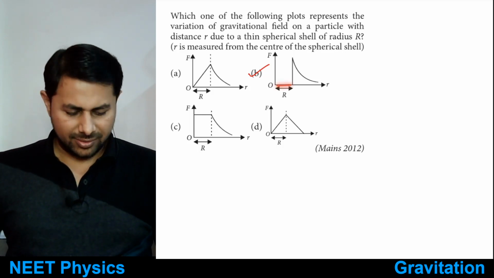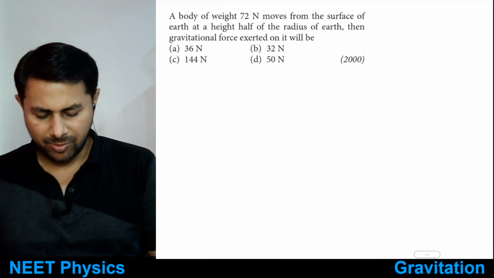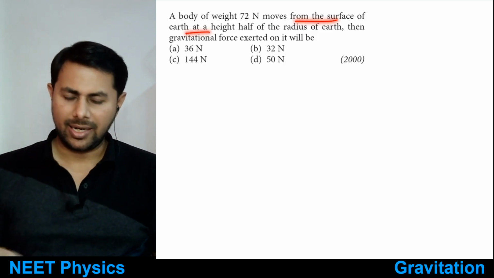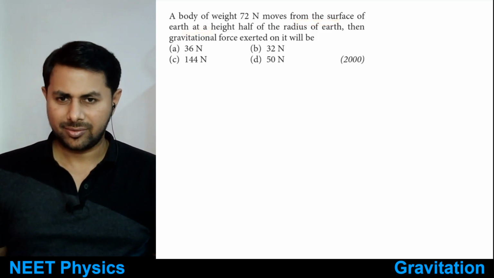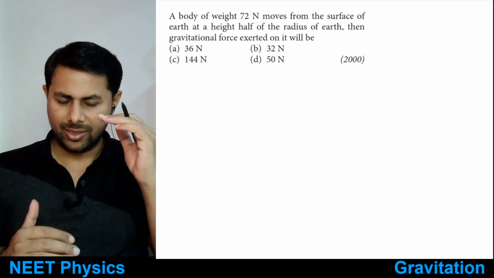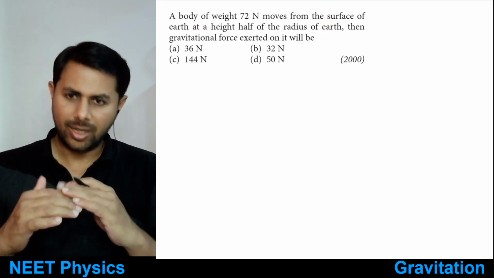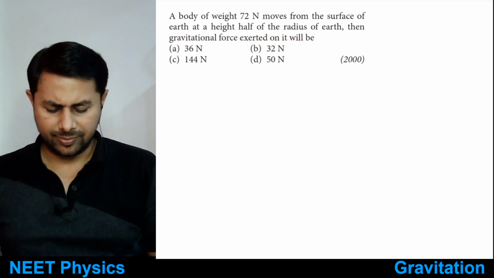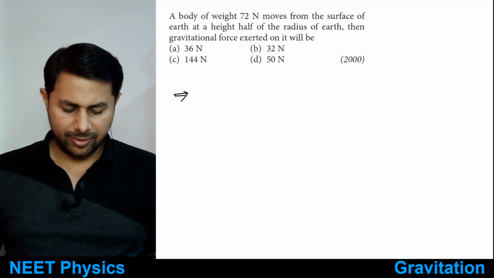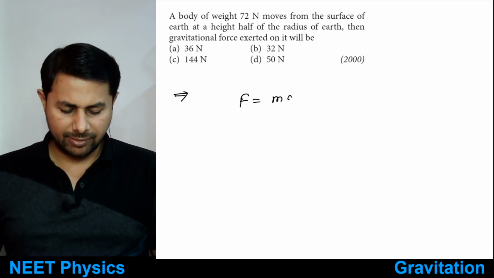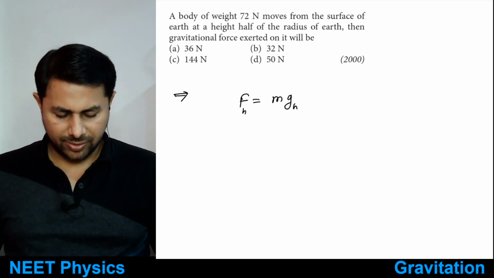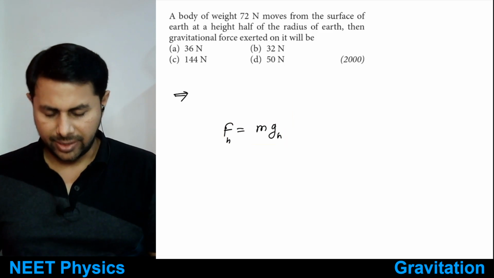Okay, good. Let's see the next question. A body of weight 72 Newton moves from the surface of Earth to a height of half the radius of Earth. Okay, the body moves till half of the radius of Earth above the surface of Earth, right? It's the height h. Then the gravitational force exerted on it will be. So very simple. What will be the gravitational force? It will be equal to just its mass times gh, and what's given, that this is the force at height h. What is given? Its weight on the earth surface.